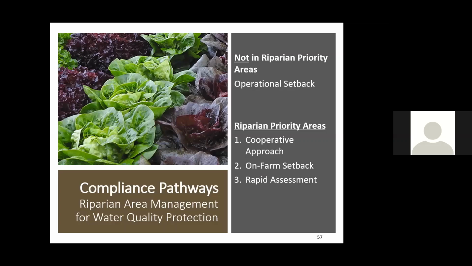The third compliance pathway is to have a rapid assessment conducted on the existing on-farm setback and achieve a minimum score. Finally, the fourth compliance pathway is to submit an alternative proposal for a setback. So now I'm going to go into a little bit more detail on each of the four compliance pathways and operational setbacks.